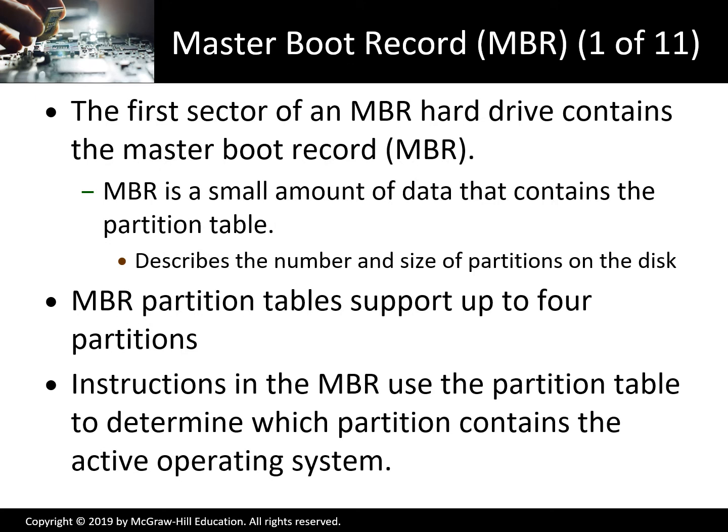Now the first sector of an MBR hard drive contains the master boot record. It's a small amount of data that contains the partition table. It tells the computer where the partitions are, how big they are, how many they are. Now, in the old days, the MBR could support up to 4 partitions. The instructions in the MBR use the partition table to determine which partitions contain the active operating system. You could only have one partition as active at a time.